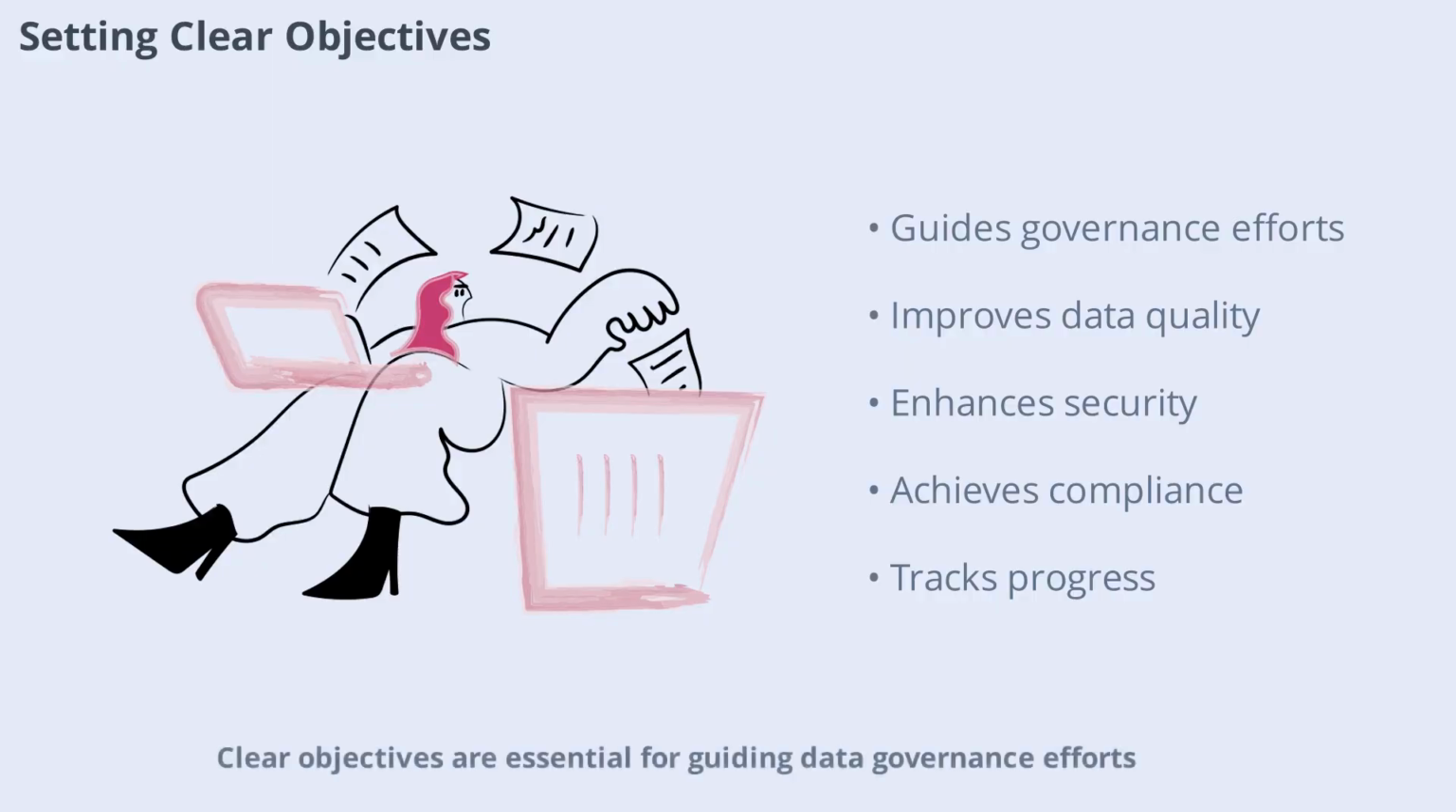Clear objectives are essential for guiding data governance efforts. Objectives might include improving data quality, enhancing security, or achieving regulatory compliance. By setting measurable goals, organizations can track progress and demonstrate the value of governance initiatives. Objectives should be reviewed regularly and adjusted as business needs evolve.